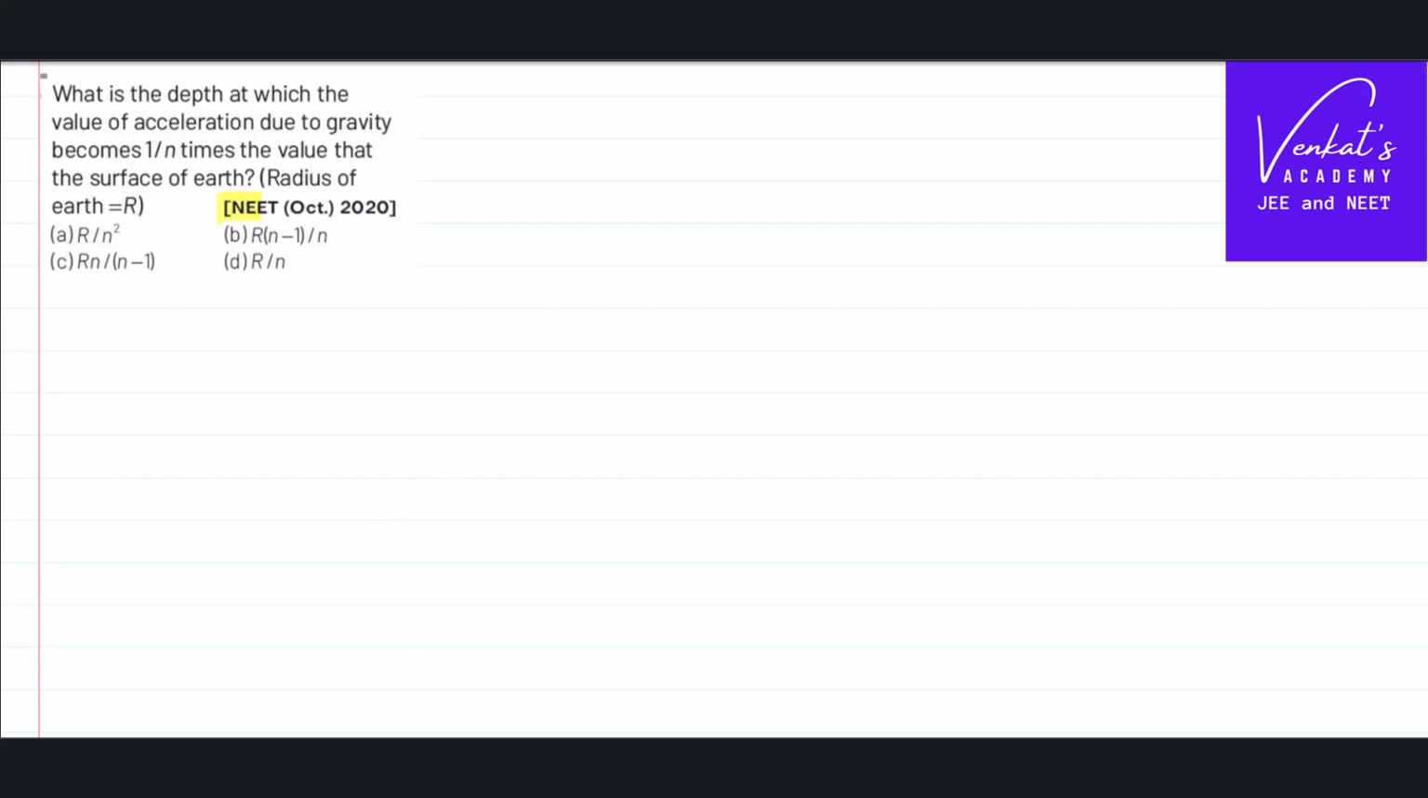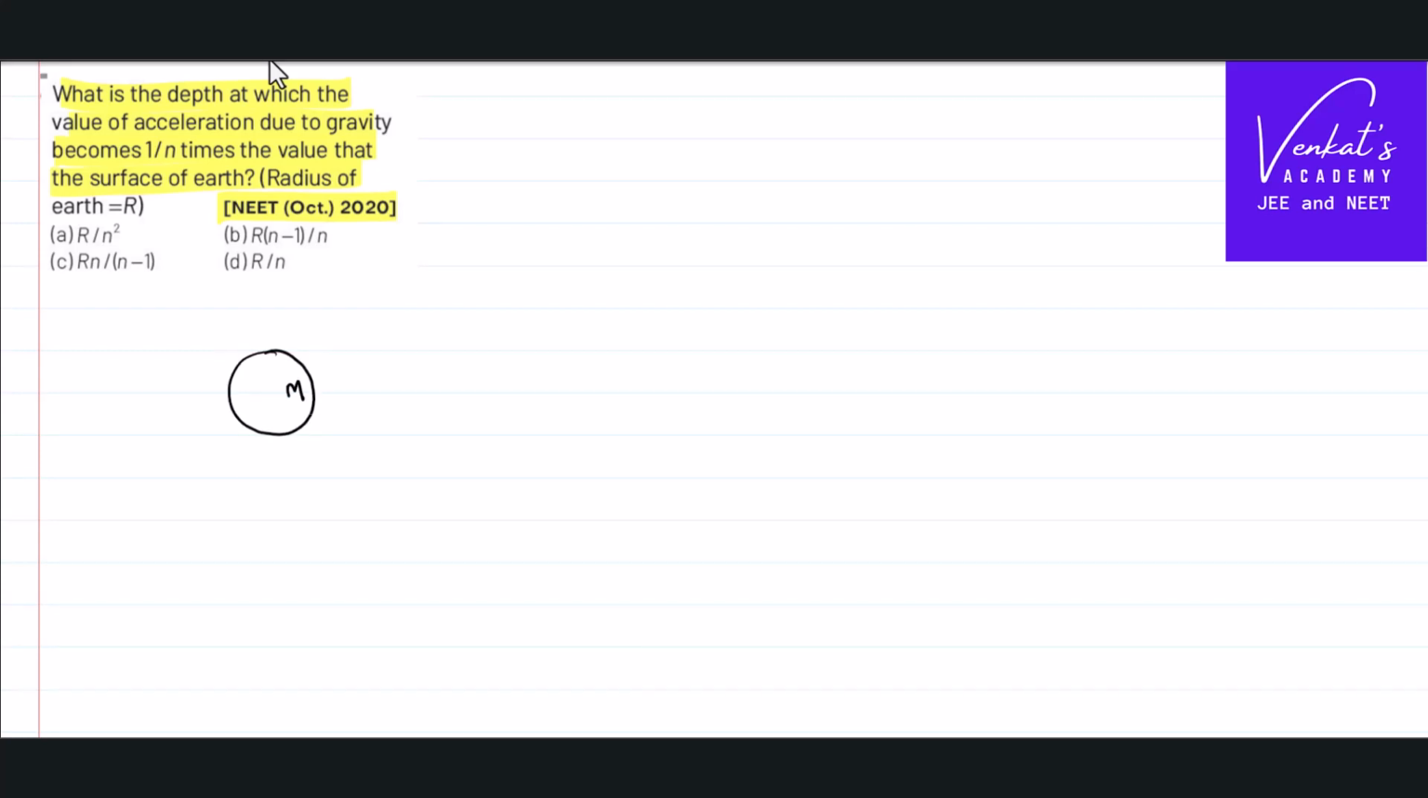It's a NEET 2020 question in gravitation. The problem is like this: what is the depth at which the value of acceleration due to gravity becomes 1 by nth of the value on the surface of the earth? So let us try to write the equations for that.